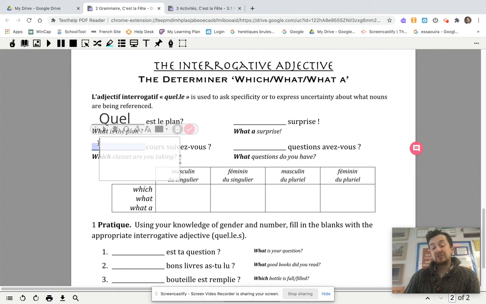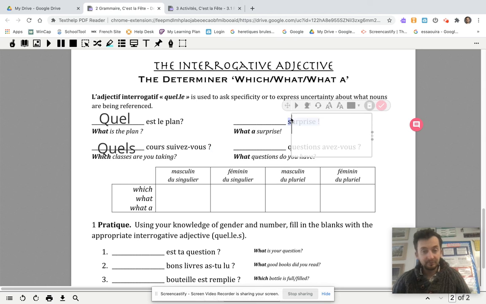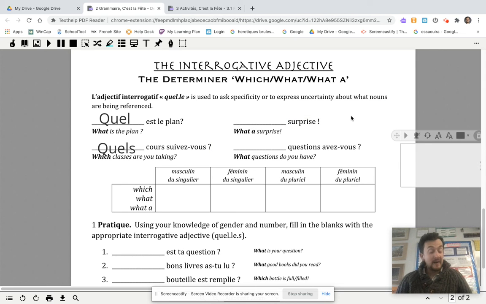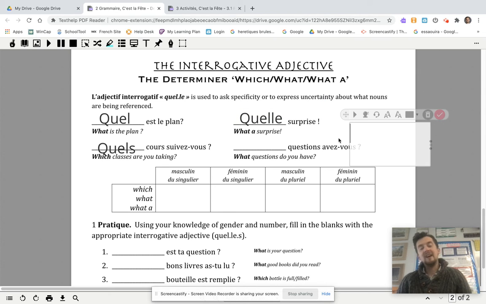If I want to say which classes are you taking, quel cours suivez-vous? It sounds the same. Quel, same. Boom. Now, in the feminine, you add an L and an E. Now, this is one thing I didn't tell you. Quel also means which, what, and what a. So it's not necessarily a question word. You can say, quelle surprise. What a surprise. Cool. So you could say, oh, quelle catastrophe. What a disaster. Or, quel beau cadeau. What a beautiful gift. Cool.